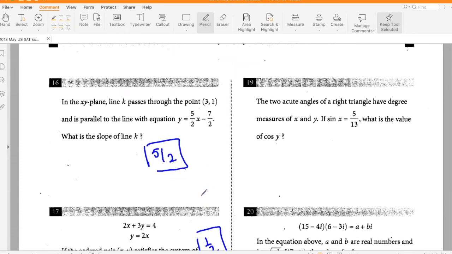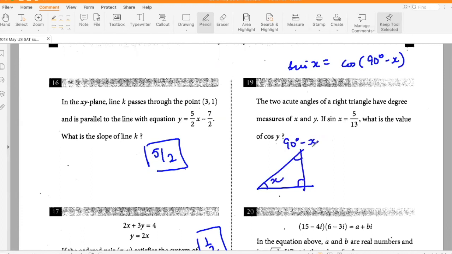The two acute angles of a right triangle have degree measures of x and y. If sine x is 5/13, what is the value of cos y? So we know that sine of x is cos of 90 minus x. And if this is x, then this angle will have to be 90 minus x because this is a right triangle, so the sum of angles is 180. So if sine of x is 5/13, cos of 90 minus x, which in this case is cos y, will also be 5/13.